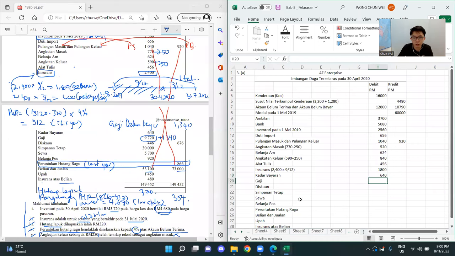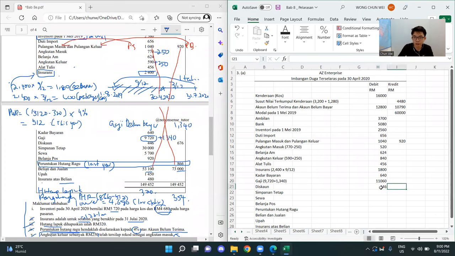And then your gaji, yes, there is some adjustment. You use 9,720. We add how much? 1,340. So 1,340 is the gaji yang belum bayar. So we add it in. You get 11,060. And there is a discount.